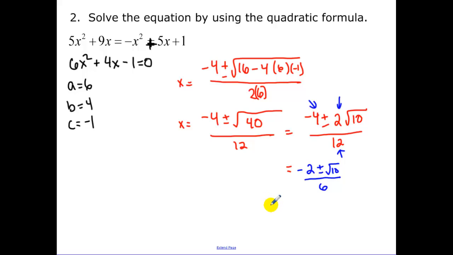Now keep in mind, when you're plugging this in your calculator, you have two answers. You're going to have -2 plus root 10, all in parentheses because that's all in the numerator, divided by 6. And then we're going to have -2 minus root 10 divided by 6. And I love this every year. Guys are always asking me, where's the plus and minus sign? There is no plus and minus sign. What you have to remember is that one of them is plus, one of them is minus. You have to do it twice.